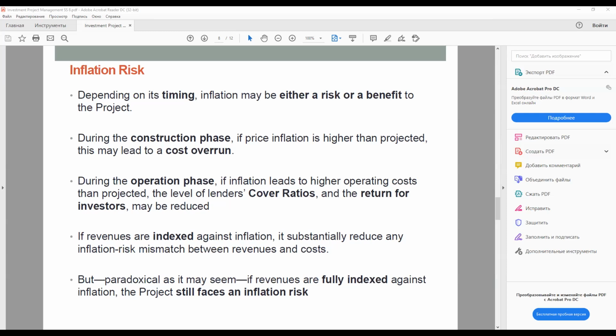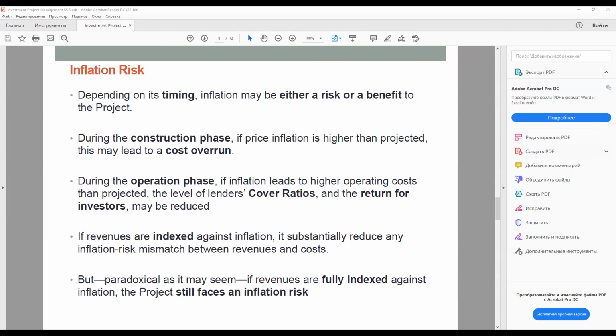The remaining part of this table shows how inflation risk can be hedged by an appropriate level of indexation in the contract payments. Case D and case E are the same as case B and case C, but assume that revenues are only 60% indexed against inflation. To match the operating costs, it can be seen the result is that the cash flow is almost the same in both cases. So the inflation risk has been substantially hedged.